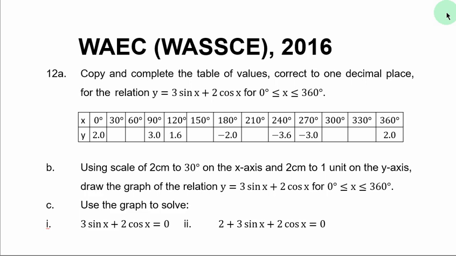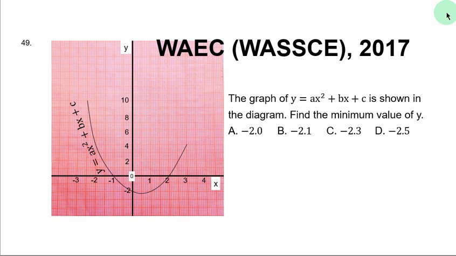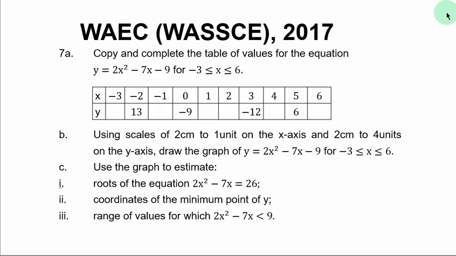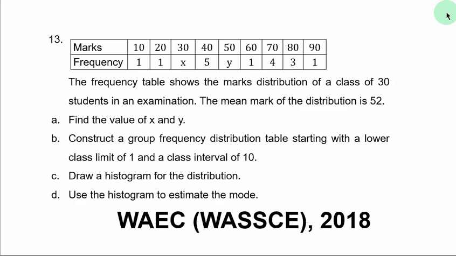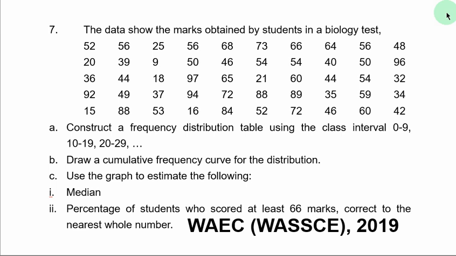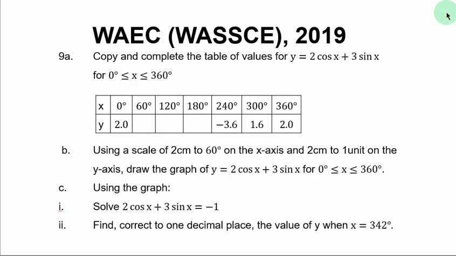2016, you have trig graph. 2017, you have quadratic graph in the objective session. 2017, you have another quadratic graph in the theory session. 2018, quadratic graph in the theory session. 2018, you have statistics graph, that is construction of histogram. 2019, you also have another statistics graph, cumulative frequency curve. 2019, the same year, you have trig graph.